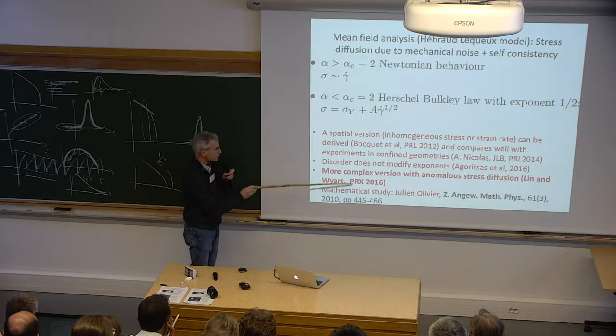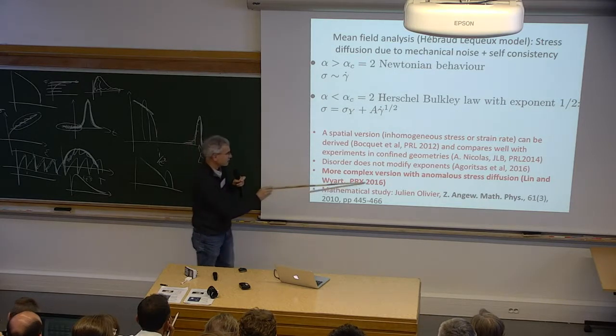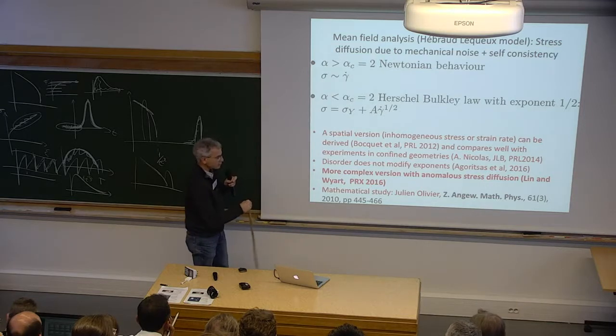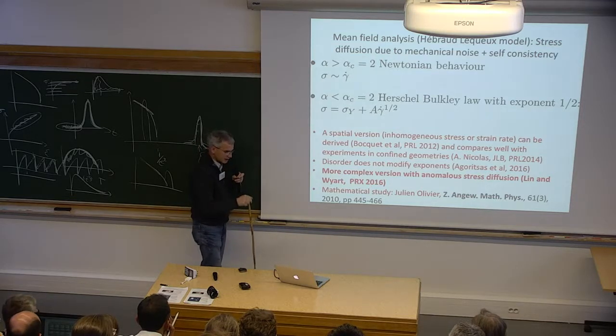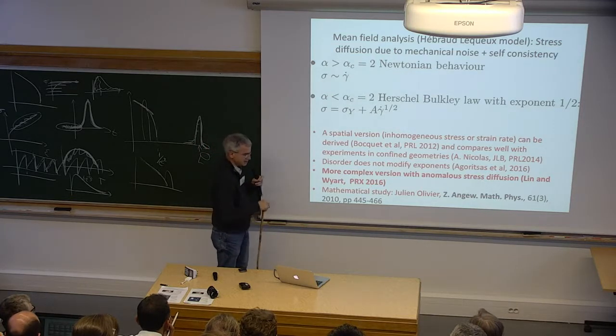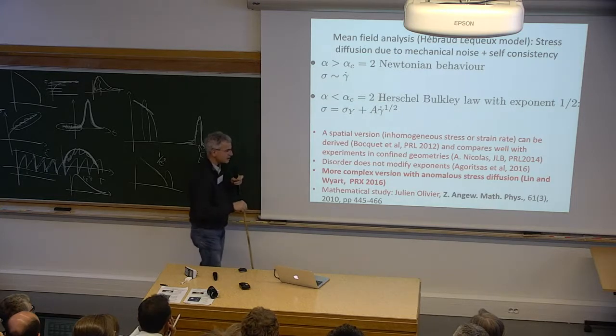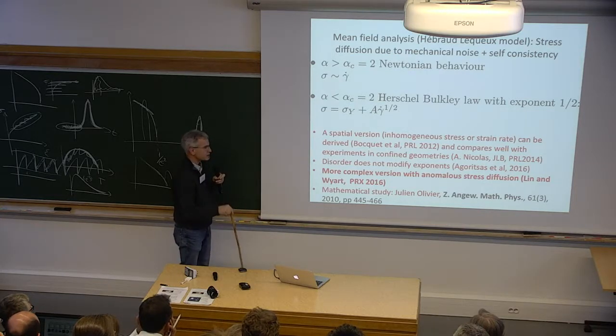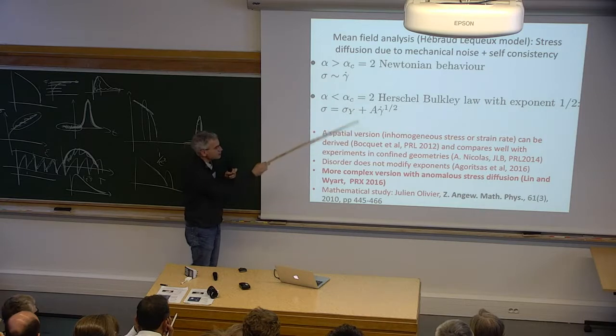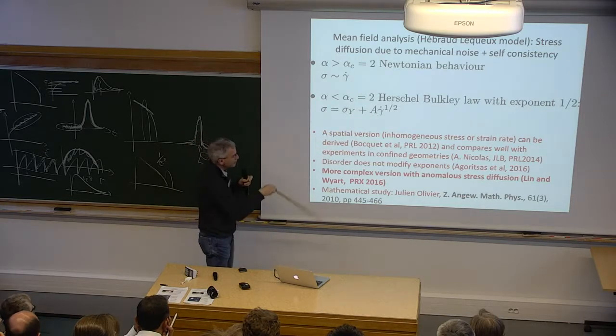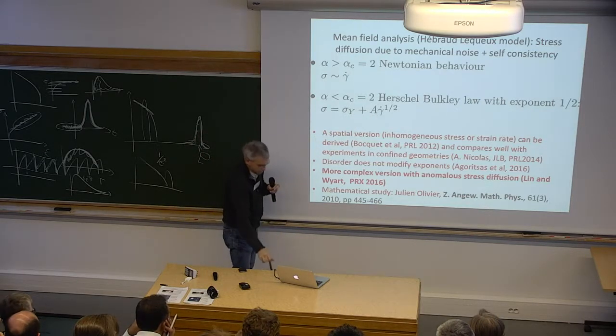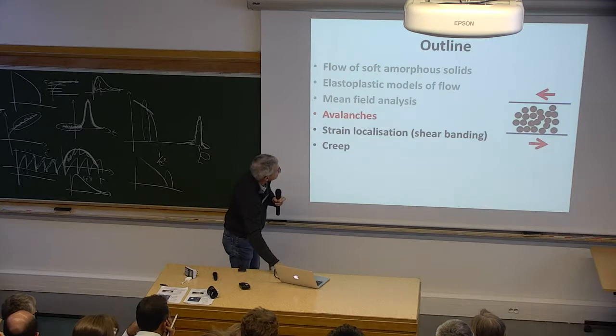The most important one, and that I would like to point out, is the work by Lin and Viard, who pointed out that stress diffusion, in fact, if you take this elastoplastic model seriously, has to be some kind of anomalous diffusion, and this will make the model a bit more complex and introduce different critical exponents and critical behavior here. But I will not go into the details of that.